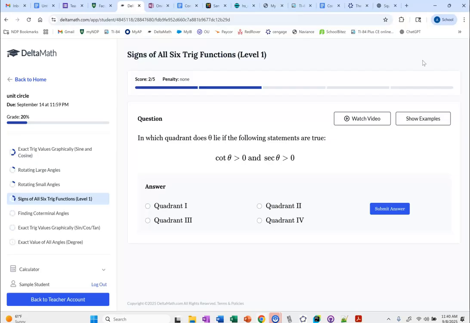Cosine is x. So what quadrants is x positive? 1 and 4. Yeah. Cotangent is the same as tangent. Tangent positive means that both x and y are the same sign. Quadrant 4, x positive but y is negative. Quadrant 1, both positive. That's the one I want.